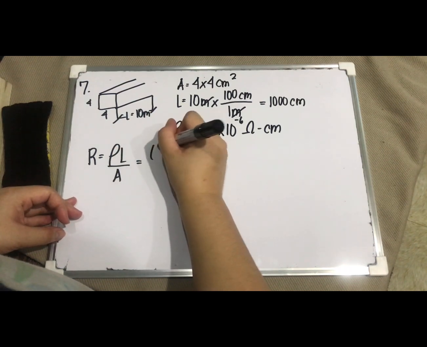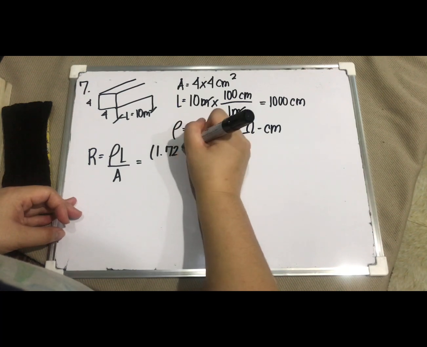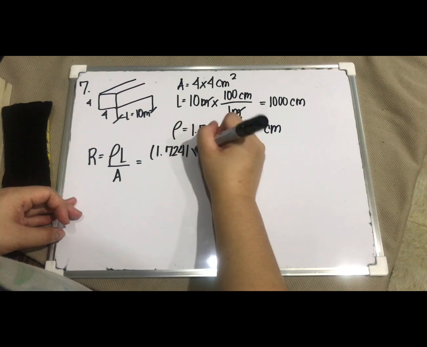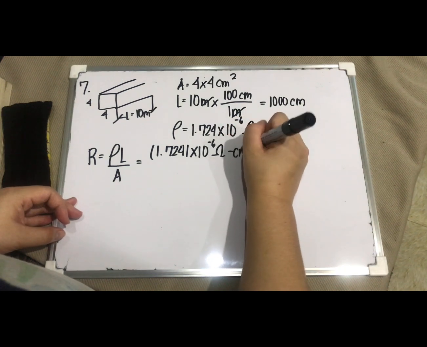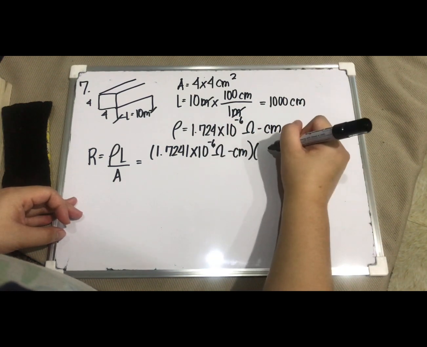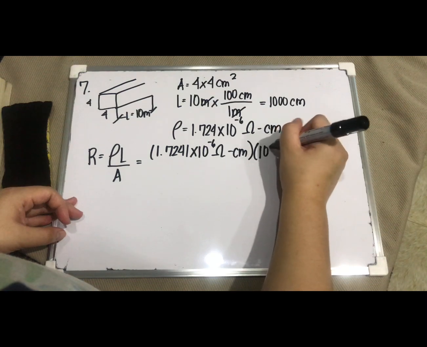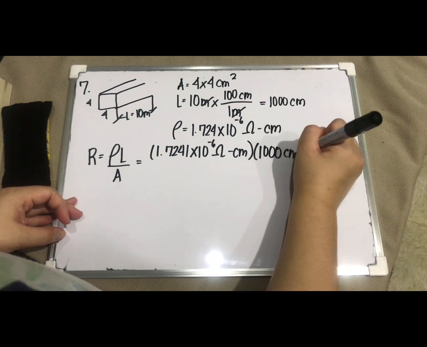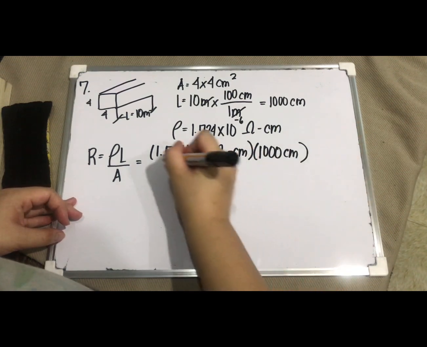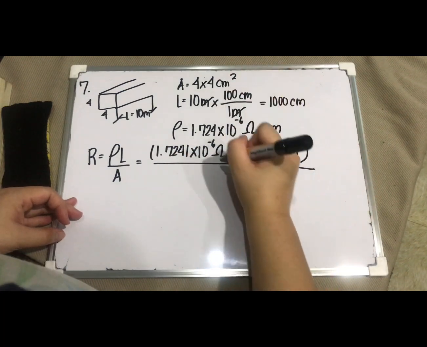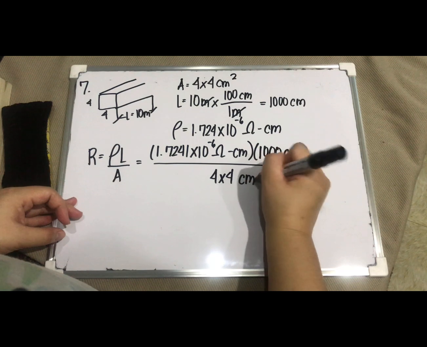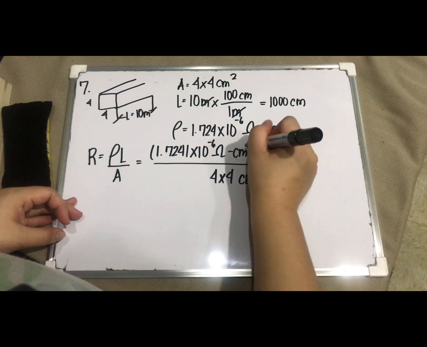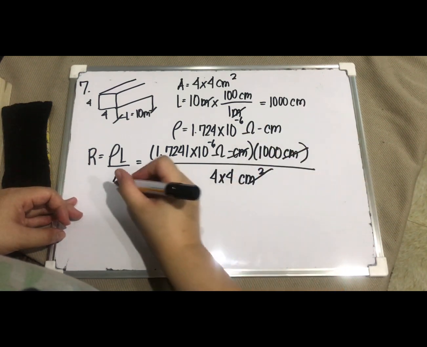So, 1.7241 times 10 raised to negative 6 ohm cm. Multiply natin sa length na 1,000 cm over natin sa area 4 by 4 cm squared. So, makakancel ulit yan. Matitira sa atin yung ohm.